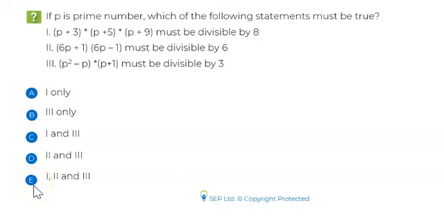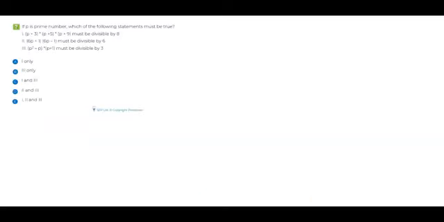Hey everyone, so this is another question based on lesson 5 where we talked about how we can take values to solve the question. So let us very quickly solve this question and see whether we can take any values and get the correct answer. In this question it is given that p is a prime number and we need to find out which of the following statements must be definitely true.